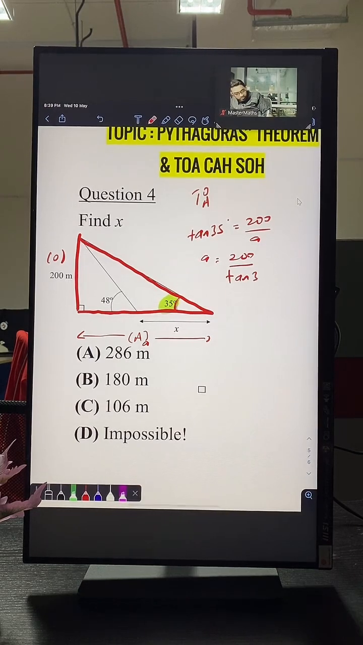Tangent 35 degrees. My friends, let us use our calculator right now and find the value of length A. I have to press the calculator also.